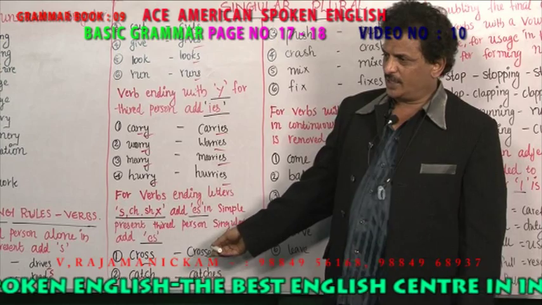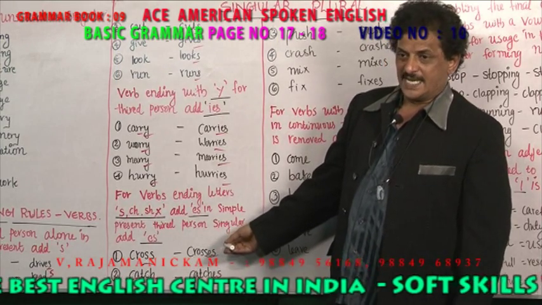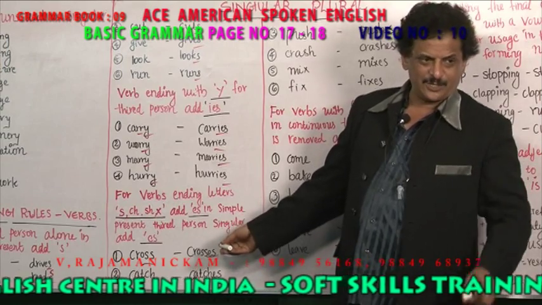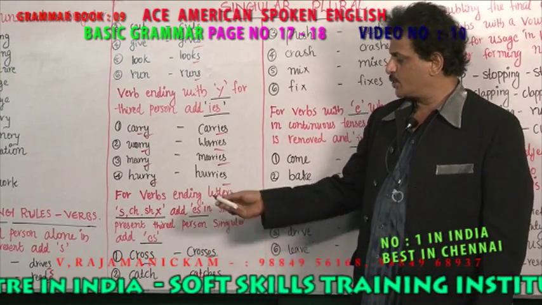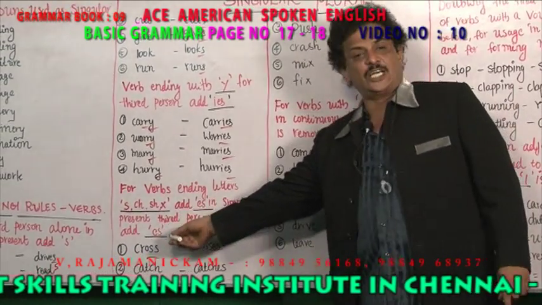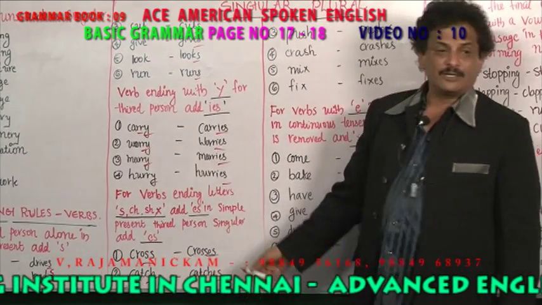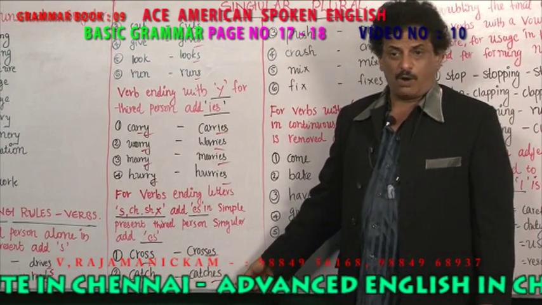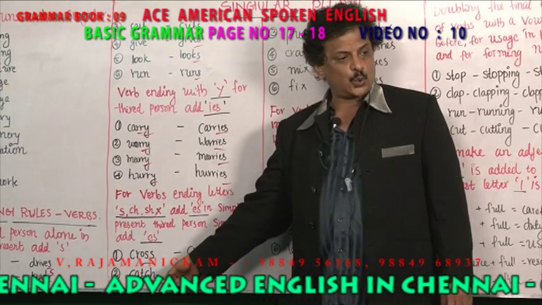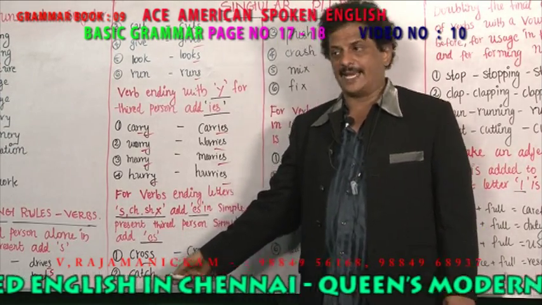If you add ES with a noun, it becomes plural. If you add ES with a verb, it becomes singular. Opposite, right? Singular noun joins with singular verb. He crosses the road. They cross the road. He crosses the road. Catch, catches. Tendulkar catches the ball. I catch. We catch. They catch.